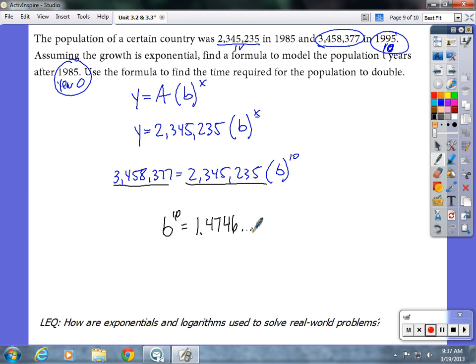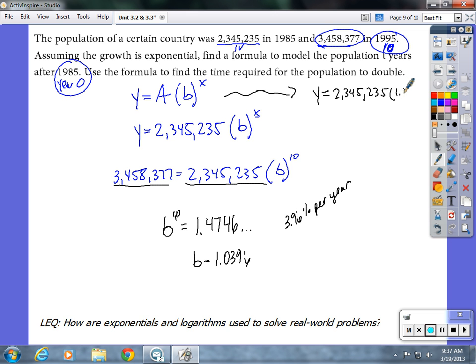Okay, and I end up with 1.00396. So that means the population is growing by 3.96% per year. All right, so my formula ends up being y equals 2,345,235 times 1.0396 to the x. Okay, and use the formula to find the time required for the population to double.